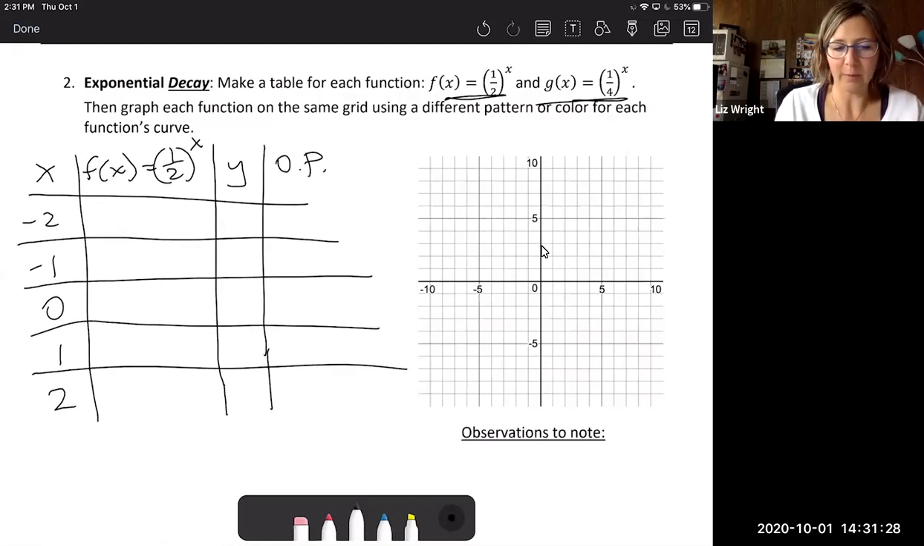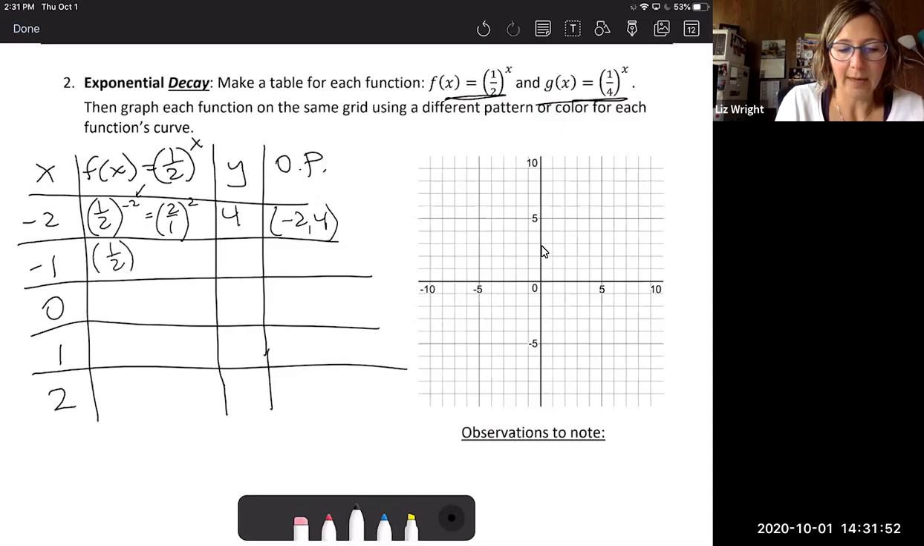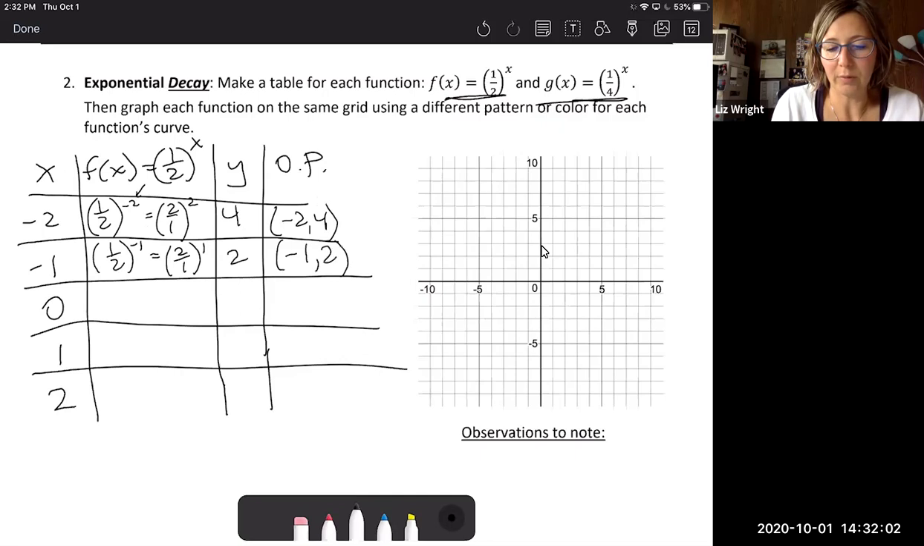I'm going to make this one black because I already started it in black. So this one we're going to do 1/2 raised to the -2nd power, which again is a reminder: to make that positive, we flip the inside. It's going to be (2/1) squared, which is 2 squared, which gives me 4. So then I'm going to have (-2, 4). My next one is 1/2 raised to the -1st power. Again, to make that positive, it's (2/1) to the 1st, which is 2. Then I'm going to have (-1, 2).